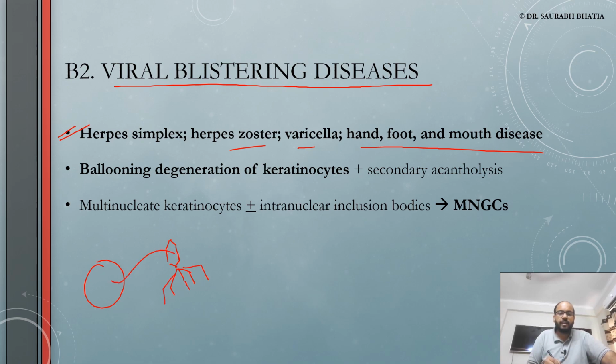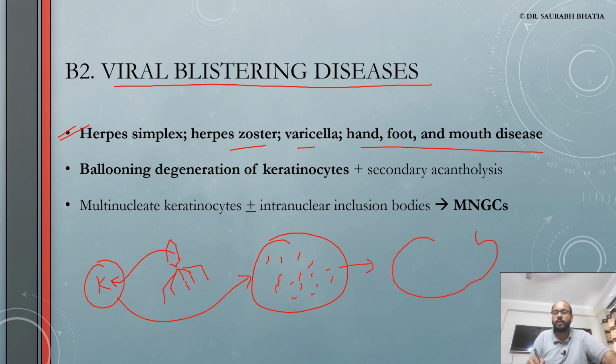When the virus infects a normal keratinocyte, the cell will get damaged. It will form a lot of copies of the virus. The cell will get enlarged. There will be a lot of viruses inside, and then the cell will burst like a balloon bursting. That cell will then degenerate, and that is known as ballooning degeneration. So the mechanism in viral blistering diseases is ballooning degeneration of keratinocytes, and you have secondary acantholysis.